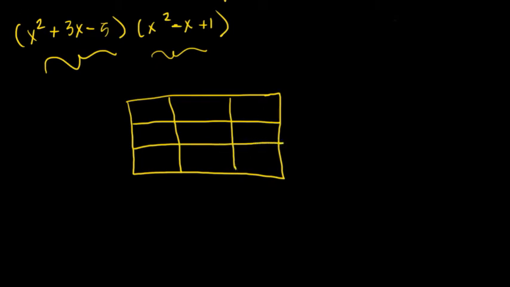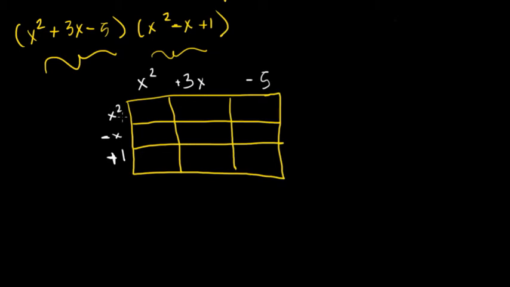Okay. Now, what I'm going to do, I'm going to put this polynomial here at the top, and then this polynomial here vertically. So let's put it here. Let's put x squared and then make sure you put the sign with it, positive 3x minus 5. And then down here will be x squared minus x plus 1. Now, if you do not put the signs, it will mess you up as far as when you're doing your computation. You're multiplying here.